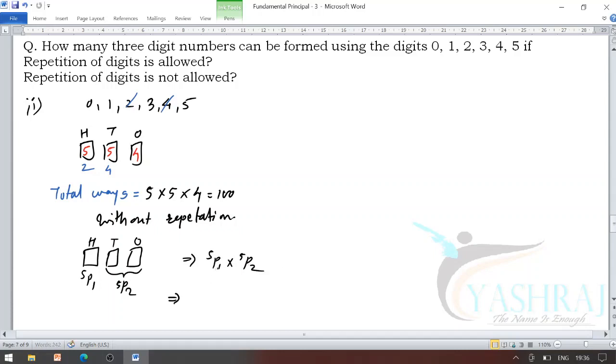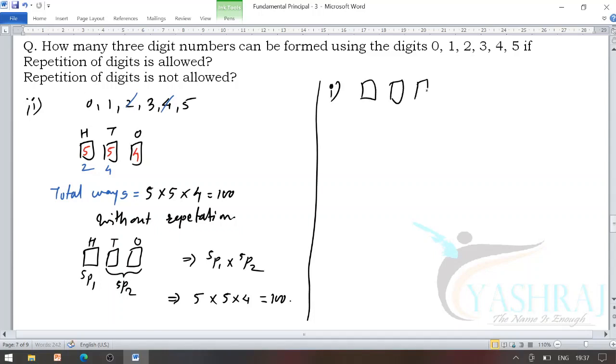So 5P1 gives us 5!/4!, which is 5, into 5P2, which is 5!/(5 minus 2)!, that is 5!/3!. So we have to split 5! in terms of 3!. After cancelling the 3!, 5 5s are 25... 5 4s are 20, and 5 into 20 gives 100. So there are 100 different 3-digit numbers that can be formed by using the digits 0, 1, 2, 3, 4, 5 without repetition.